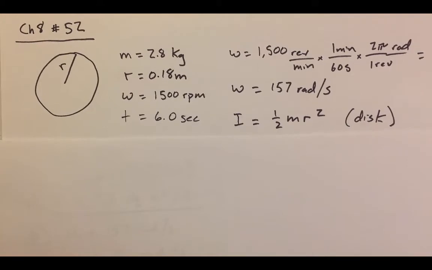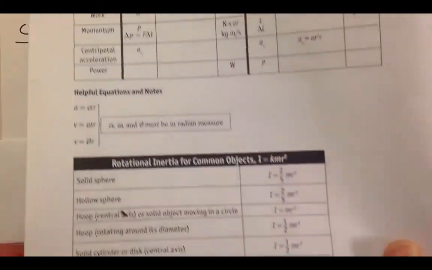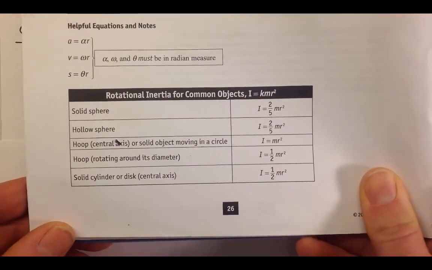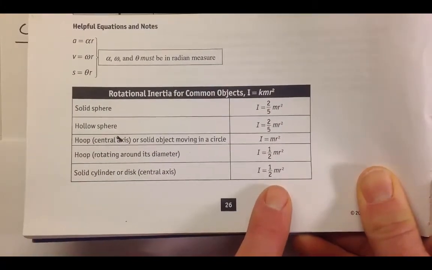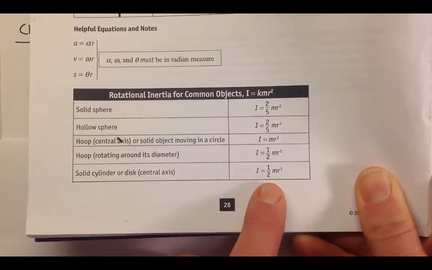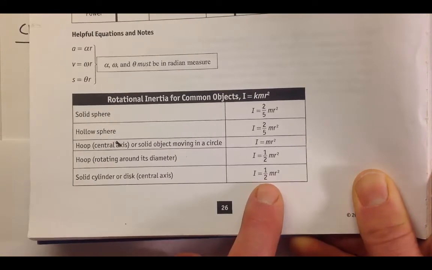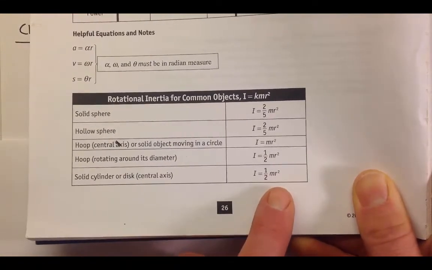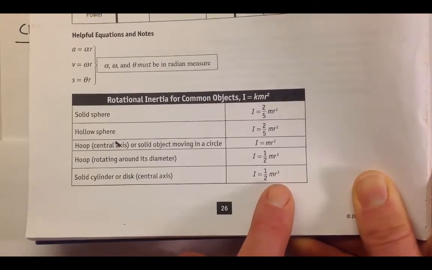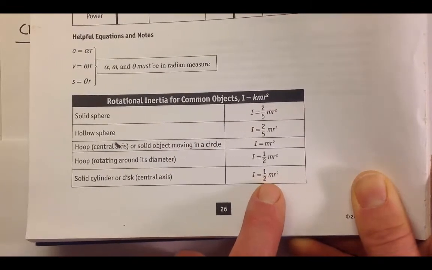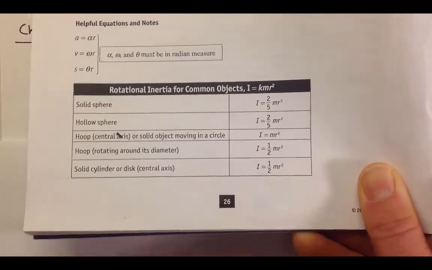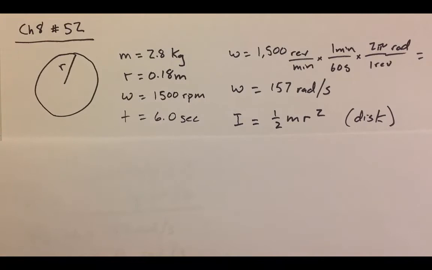Now, I did have to look up the formula for the rotational inertia of a disk. This is not something you would have to memorize. On the AP test, this would be told to you, that the number out here is 1/2. Notice all of these are mr squared, but they all have different coefficients that come from different formulas.